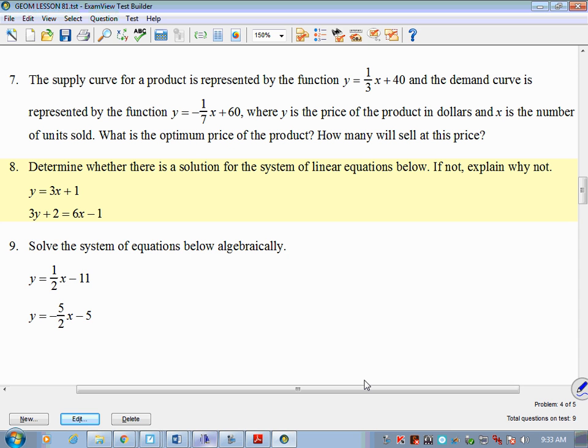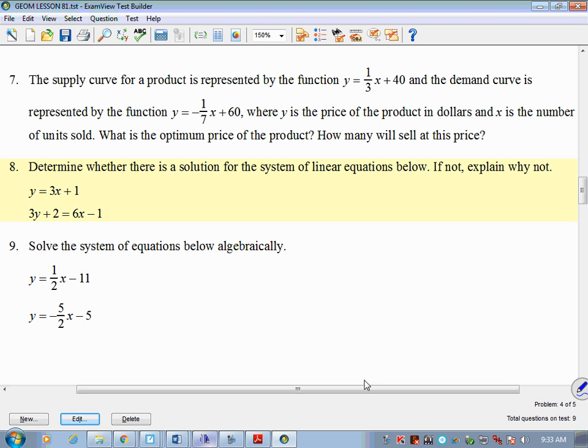Okay, 7. The supply curve for a product is represented by the function y equals 1/3 x plus 40. The demand curve is represented by the function y equals -1/7 x plus 60, where y is the price of the product in dollars, x is the number of units sold. What is the optimum price of the product? And how many will sell at this price? So again, you're solving for x, solving for y. Does that make sense?